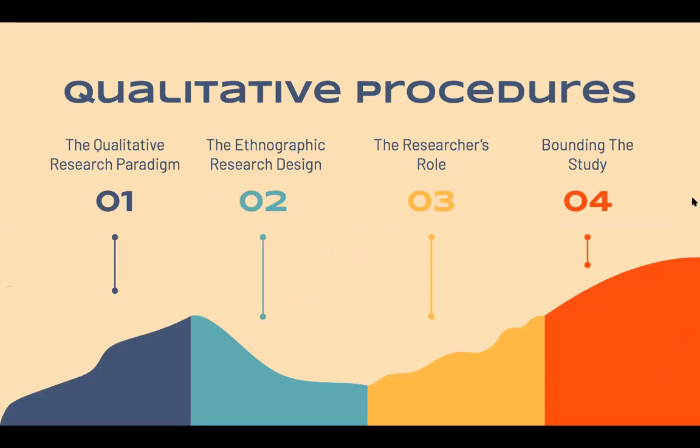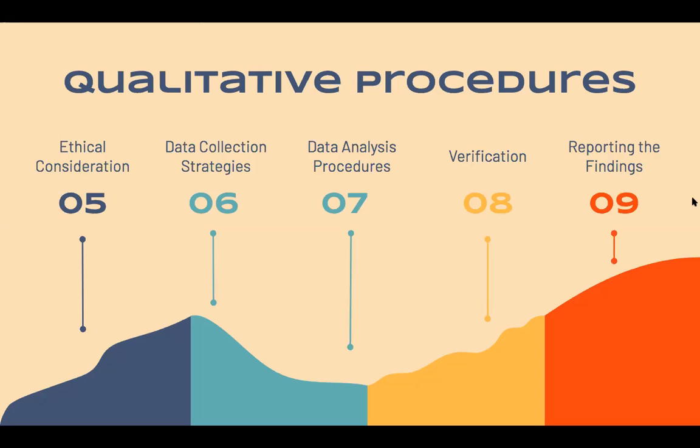So for the qualitative procedures, in total, there are 10 procedures. The first one is the qualitative research paradigm, and the second one is the ethnographic research design. The third one is the researcher's role, and the fourth one is bounding the study. The next ones are ethical consideration, data collection strategies, data analysis procedures, verification, and the last one is reporting the findings. Next, I'm going to explain each of these qualitative procedures further.